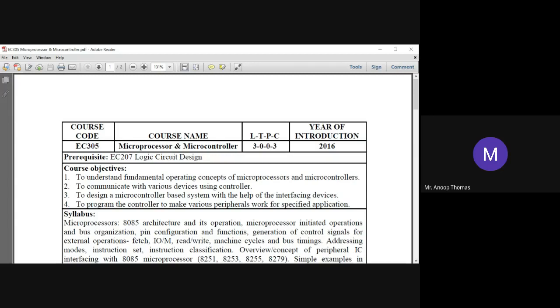So this session is basically intended as an introduction to this particular subject, which is titled microprocessors and microcontrollers. I will be dealing with two things here in this session. One is the syllabus and the second one is the course information sheet associated with this subject. I will also discuss a little bit about the basics of microprocessors and microcontrollers.